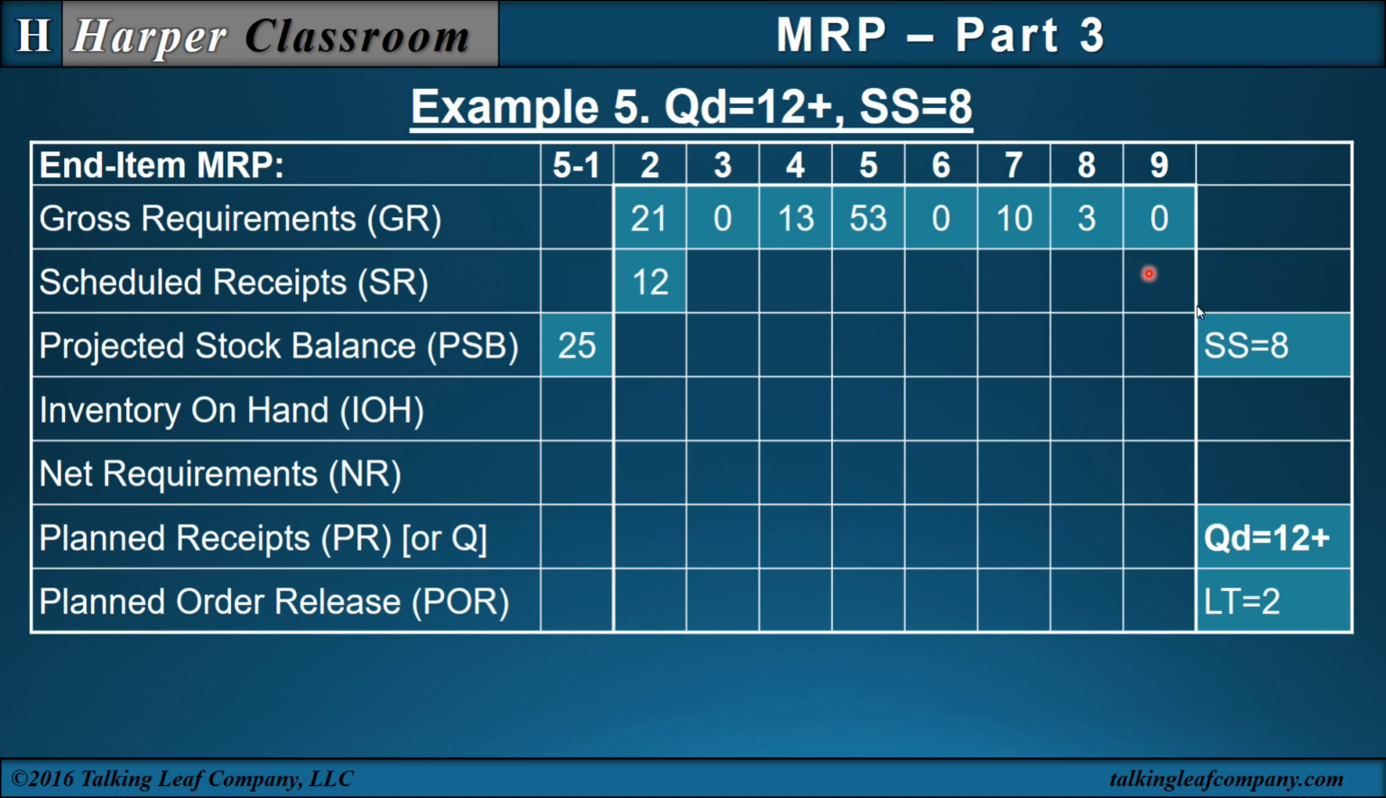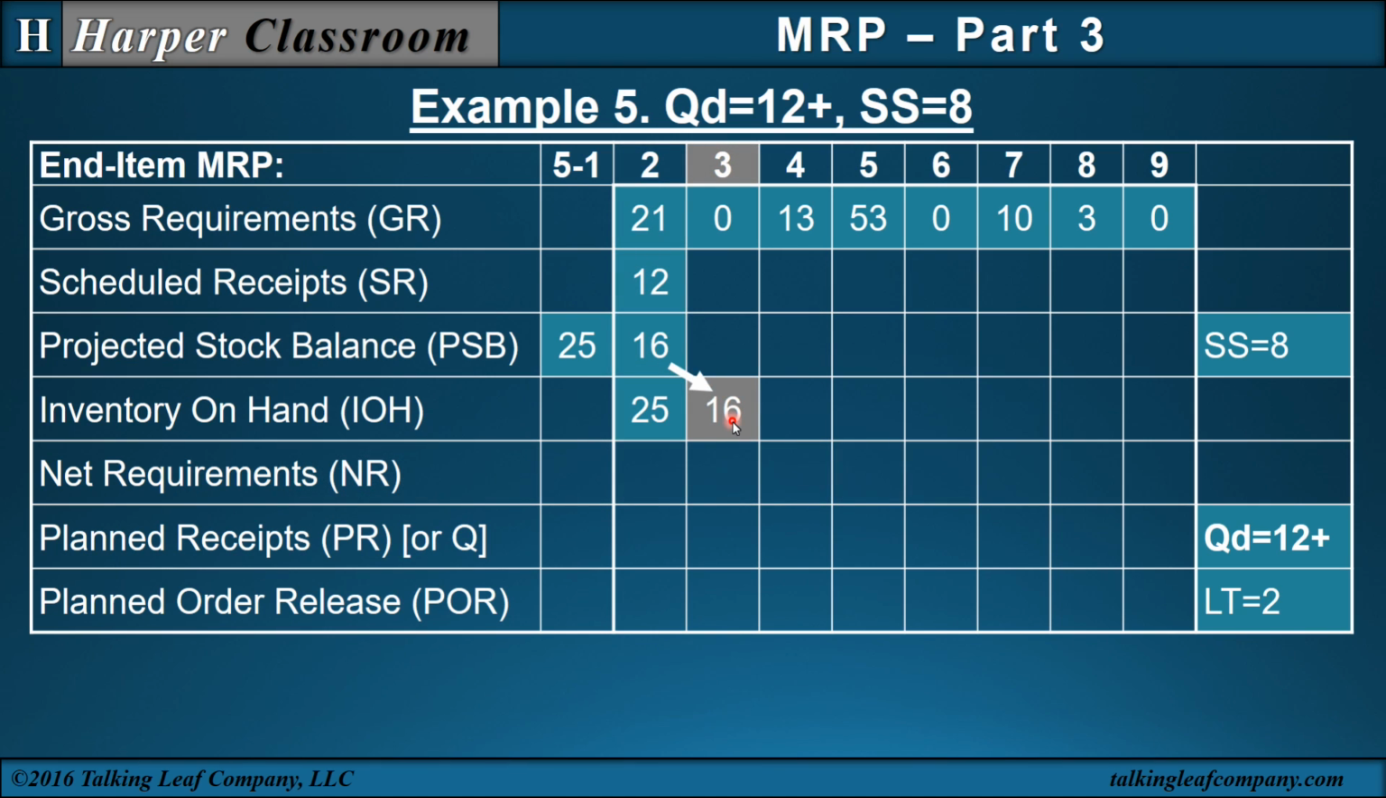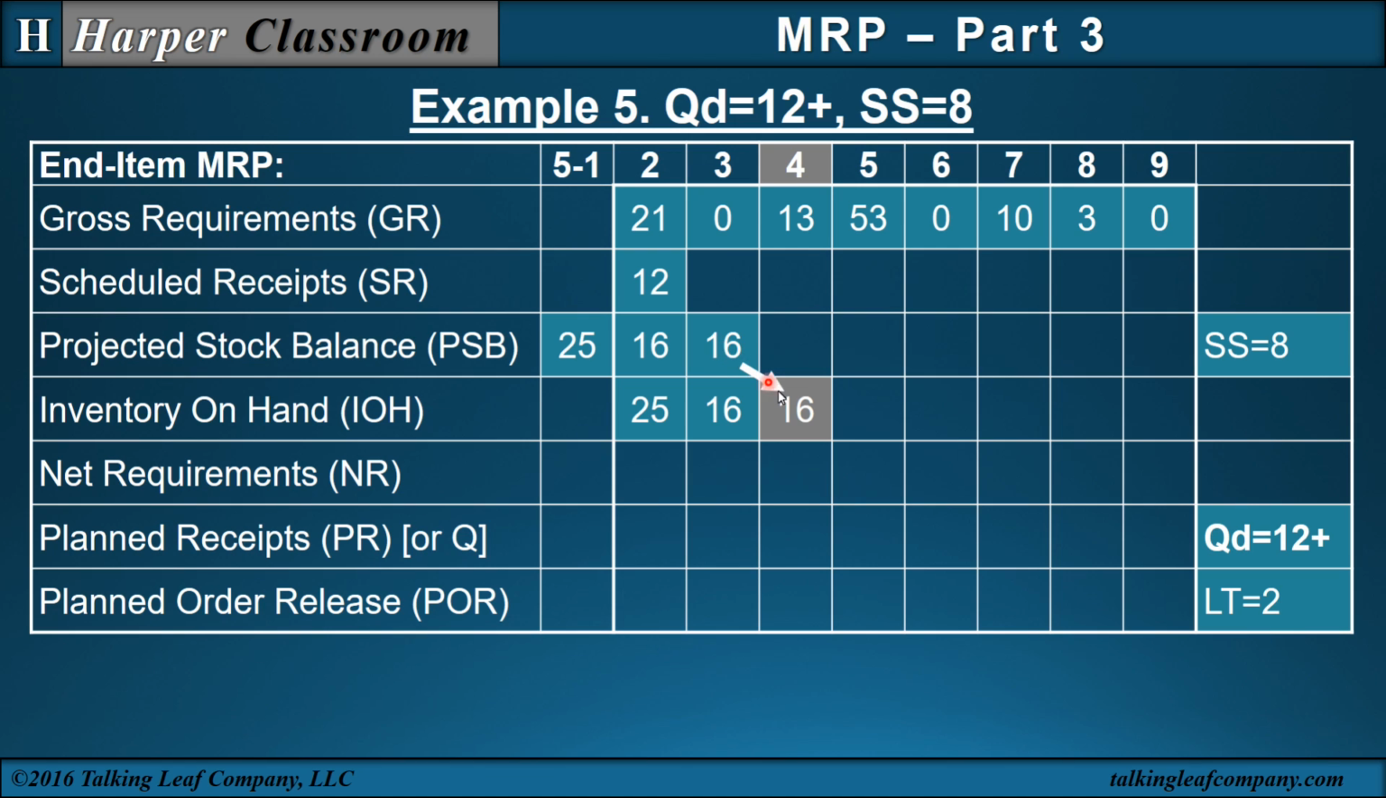Again, I've copied the input, safety stock of 8, and this time we have a minimum lot size discipline of 12 plus. First time period. As before, the 25 as the balance is carried over as the inventory on hand. Our projected stock balance is our inventory on hand plus receipts minus gross requirements equals our balance of 16, which is carried over as our inventory on hand. No requirements, 16 carries over as a balance. Then 16 carries over as the inventory on hand.